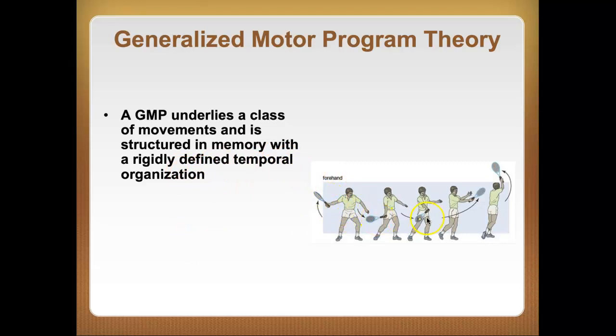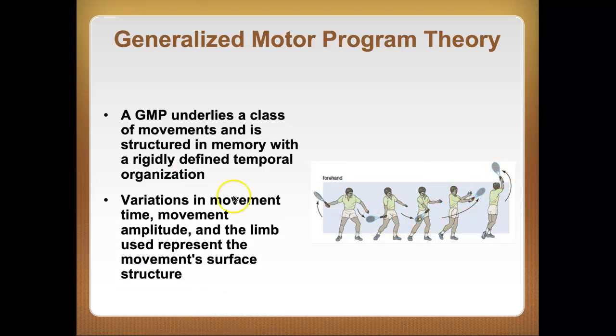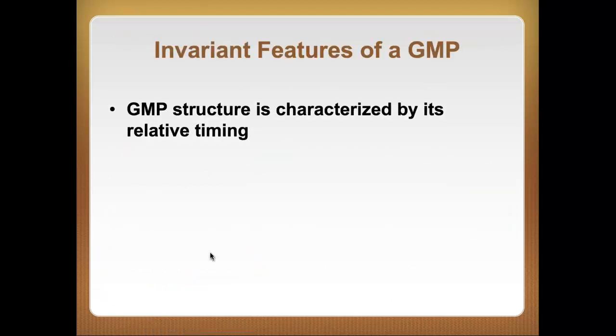Forehand here to here to here to here to here. That is all part of the formula. So variations in the movement, the timing, or movement timing, the amplitude, how strong you're hitting it, and the limb used represent the movement's surface structure. So general motor program structure is characterized by its timing.